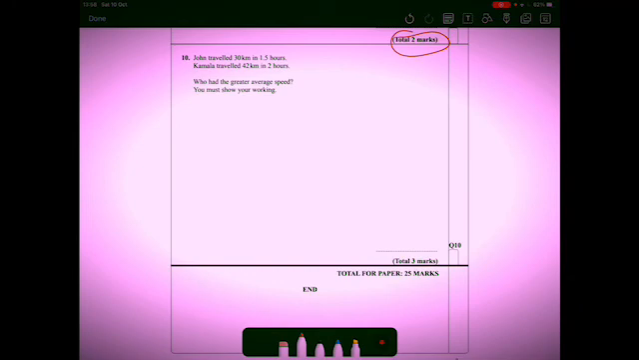Question 10. John travelled 30 kilometres in 1.5 hours. Kamala travelled 42 kilometres in 2 hours. Who had the greater average speed? You must show your workings. Let's split the page in half here. There's John. There's Kamala.